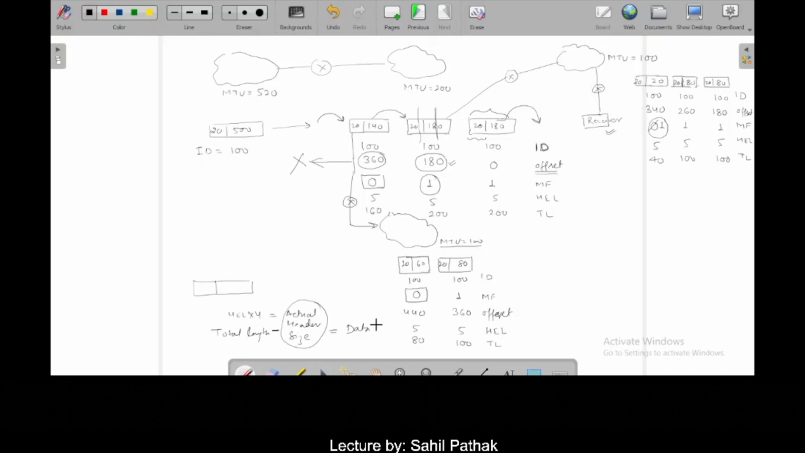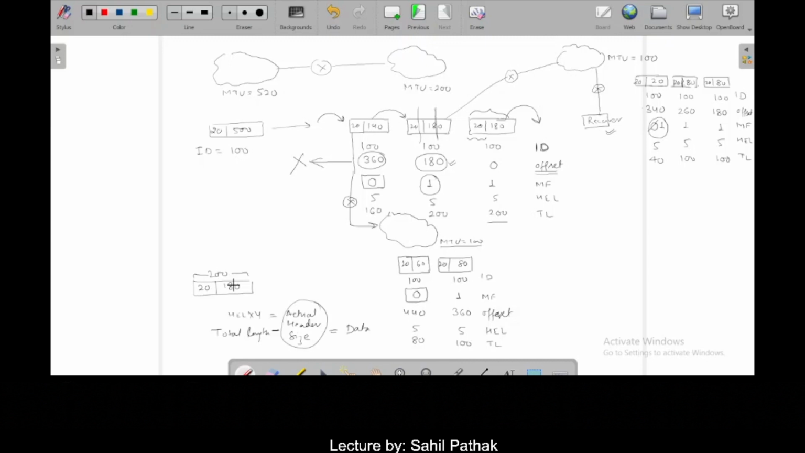Okay, so let's take this example. Here 20 bytes of header and the total length is 200. So that means the data bytes are nothing but 180. So this is how the router will calculate the size of data in a fragment, and this is how we will calculate how much data is ahead of the current fragment.